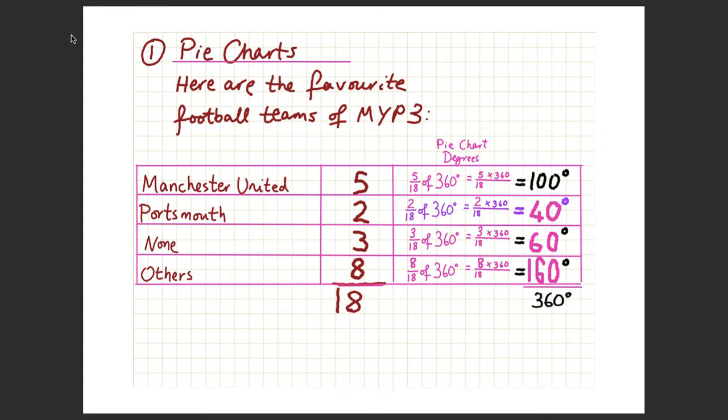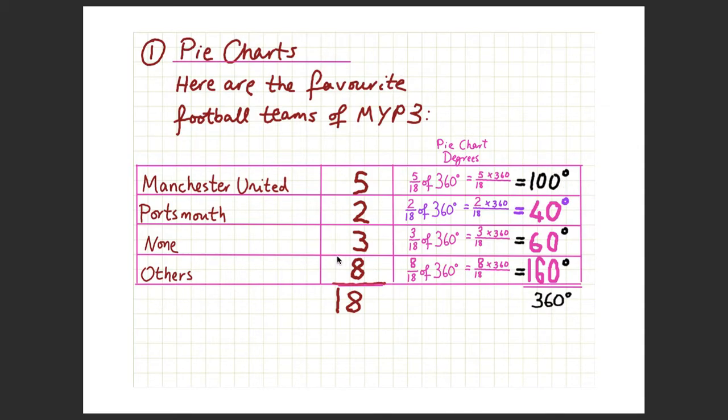Okay, so pie charts we already talked about. So favourite football teams of MYP3. 5, 2, 3 and 8 for the different categories, adding up to 18. I actually deliberately fixed that because 18 goes into 360, so I knew it would be nice round numbers. So anyway, Manchester United, it's 5 out of 18. So on the pie chart, it's 5/18ths of the whole circle, 5/18ths of 360 degrees. So you do 5 on the top, divided by 18 on the bottom, and then times 360 on the top, and that gives you 100 degrees for Manchester United.